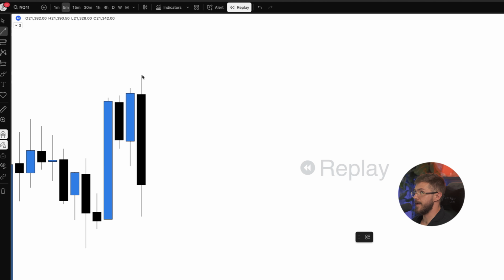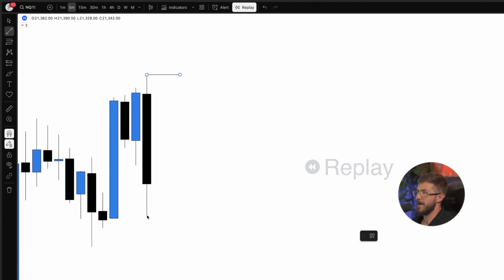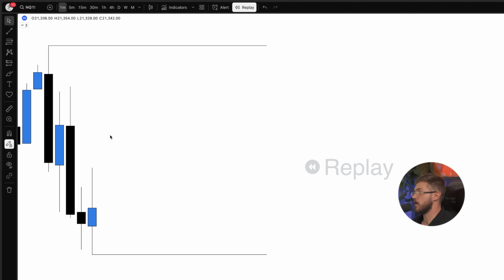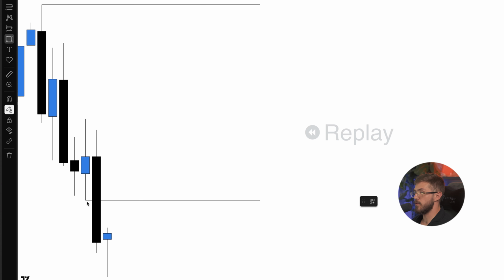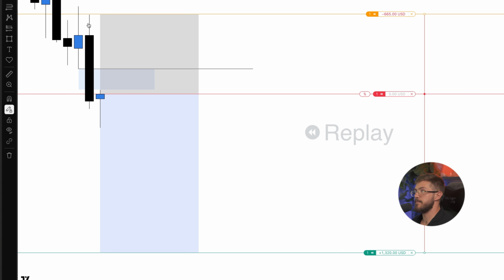So here we are on the next trading day. Again, you just mark out the high and the low of the first 5-minute candle. And then we go to our 1-minute chart and patiently wait for a break of one of these levels. As you can see in this example, we broke through it almost immediately and we created a fair value gap. So we would enter the trade and put our stop loss above the candle that broke through the level and target a fixed 2-to-1 risk to reward. On this trade, we'd be risking $665 to make $1,320.